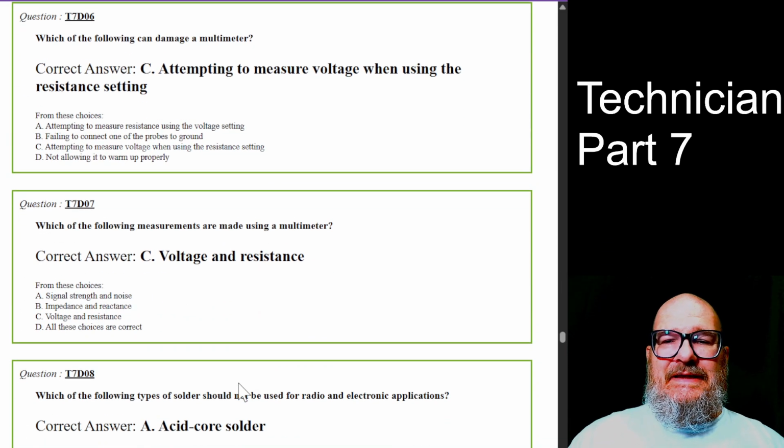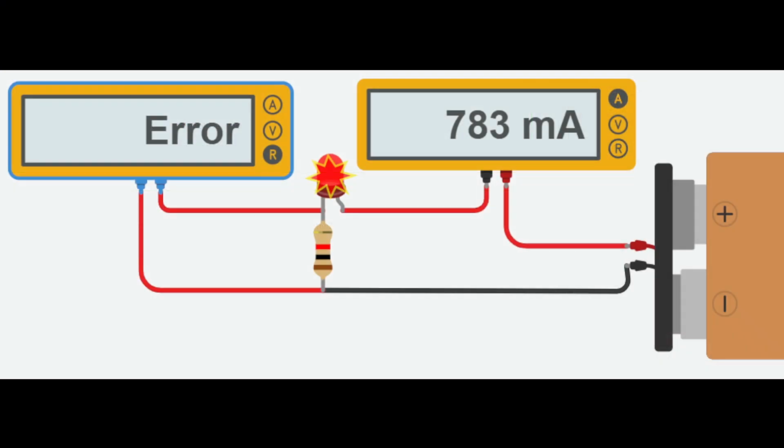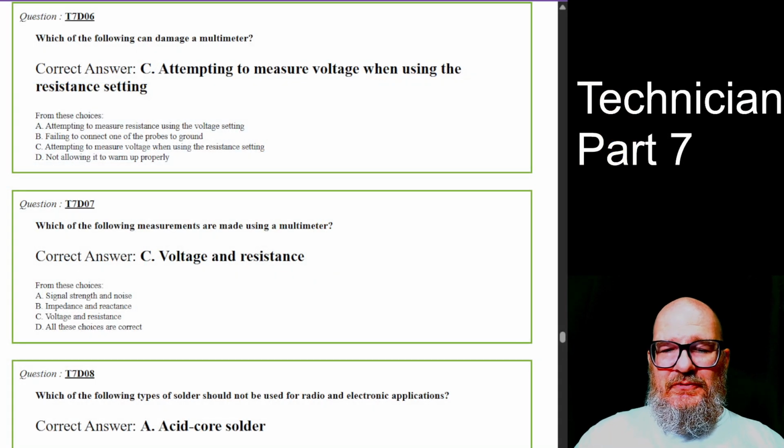Which of the following can damage a multimeter? Attempting to measure voltage when using the resistance setting. I do have an experiment that I did, and it does show in Tinkercad an error, and it shows the LED blowing up because it short circuits through the resistor, and infinite current. Oh, you can't see it. Infinite current flows through the LED, which blows it up.